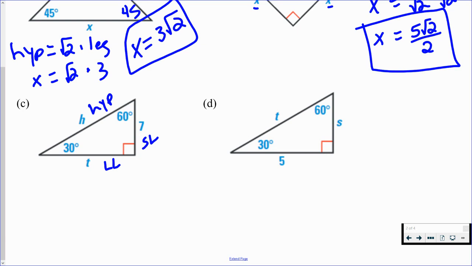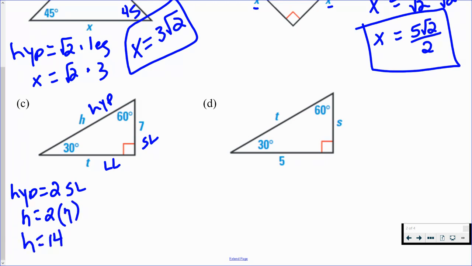Okay, so let's think about what we have. We are given the short leg. That's what we need to find other things, so we already have it, so we can solve for either one first. In a 30, 60, 90 triangle, we know that hypotenuse equals 2 times the short leg. So let's plug in what we know. We want to find hypotenuse, which is H. And that's 2 times the short leg, which we know is 7. So we know that H is 14.